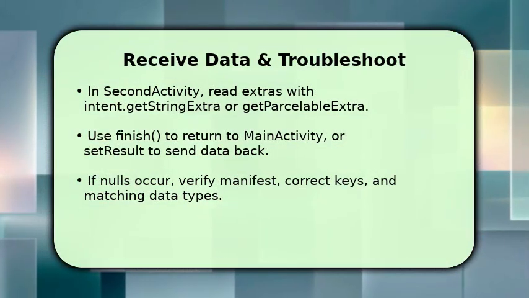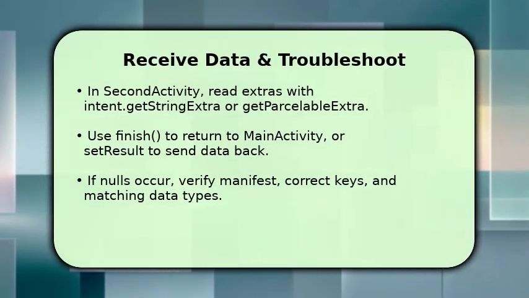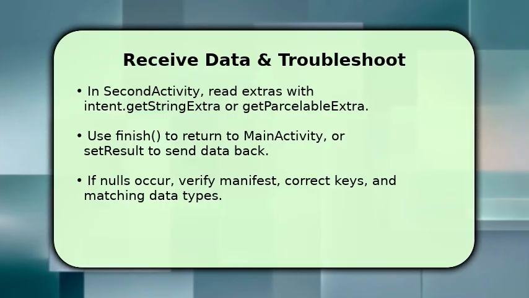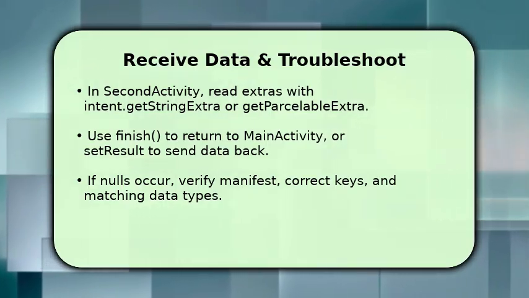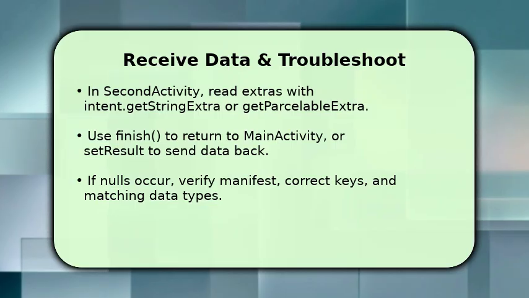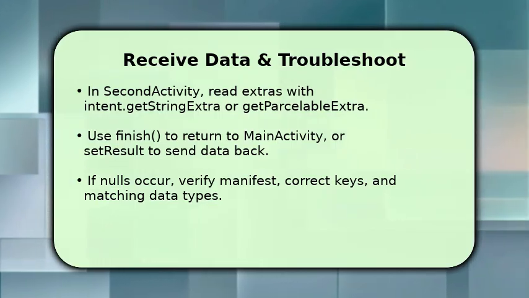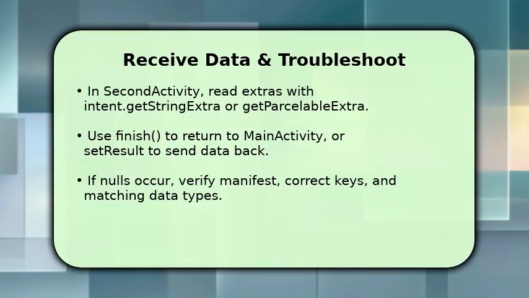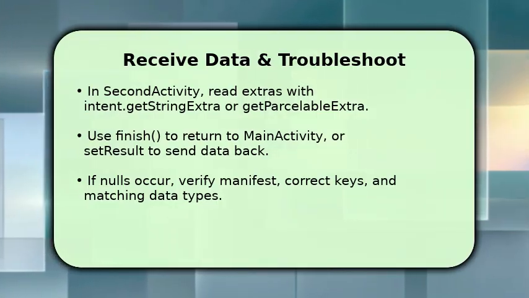You finish by extracting sent data in the second activity using the intent.get extra methods. This is where matching keys and types matter. Mismatches produce nulls. If you need to return data, set result OK, return an intent, then call finish. Once done, handle the result via your activity result callback.